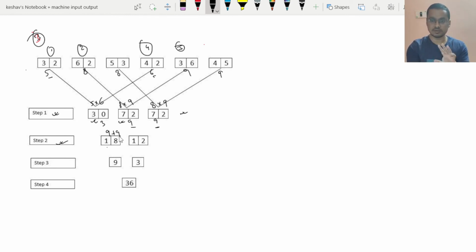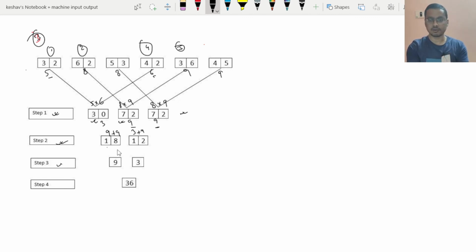Now let's see how the same logic is applied and we get box number 2 in step 2. If you add the sum of the digits of box 1 and box 2, it will be 3 plus 9, fine. Now let's see how we are getting step 3.